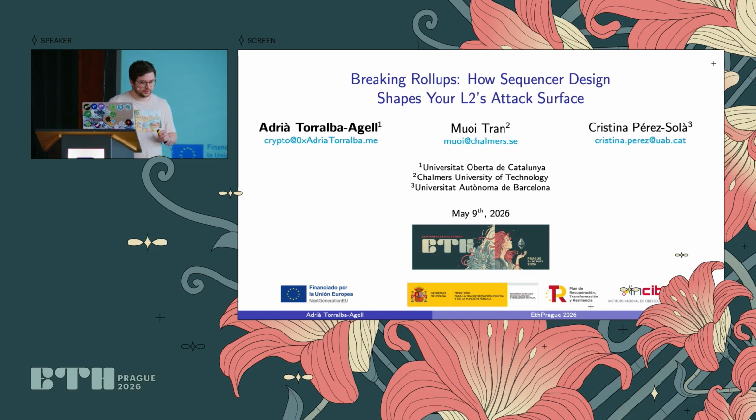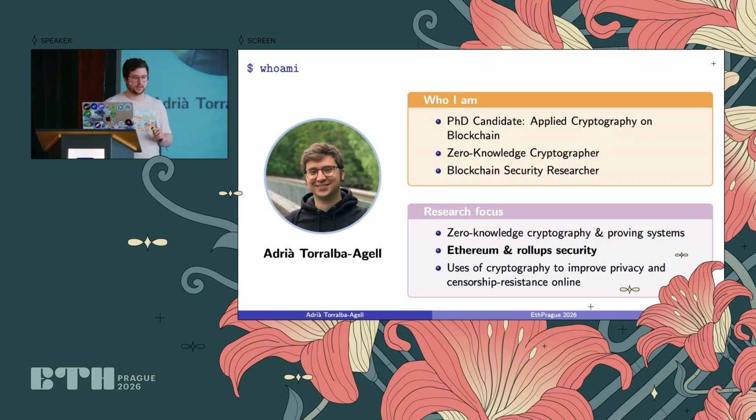So, before diving into that, let me explain who I am. I'm doing a PhD on applied cryptography on blockchain. And recently, I've been working as a zero-knowledge cryptographer and blockchain security researcher at OpenZeppelin. My research focus is on zero-knowledge cryptography and proving systems. Also, I'm really interested in Ethereum and Rollups security. Today, I'm here to talk about that. And also, I'm really interested in the uses of cryptography to improve privacy and censorship resistance online.